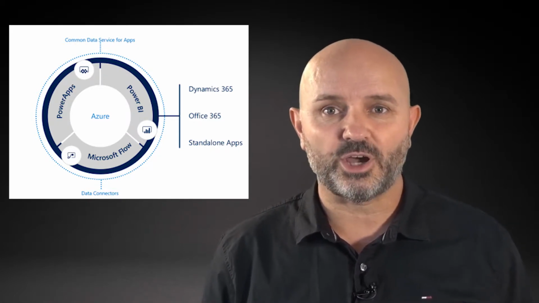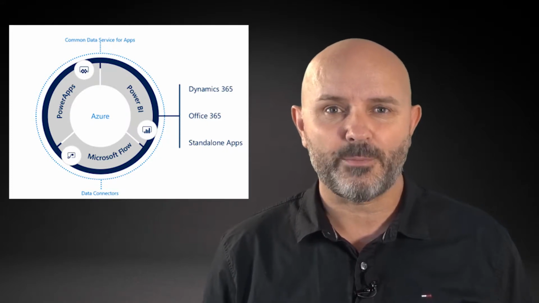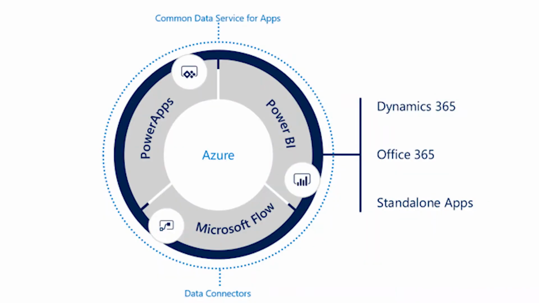A core element of this is the Microsoft Power Platform. The Microsoft Power Platform is made up of Power Apps, Power BI, and Microsoft Flow, architected on a common data model hosted in Azure, with common data services for applications and a large range of data connectors, as well as deep integration to Dynamics 365 and Office 365. An ISV can build applications with the same sophistication as the Dynamics 365 apps created by Microsoft.